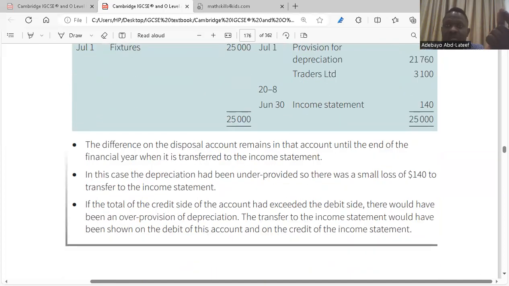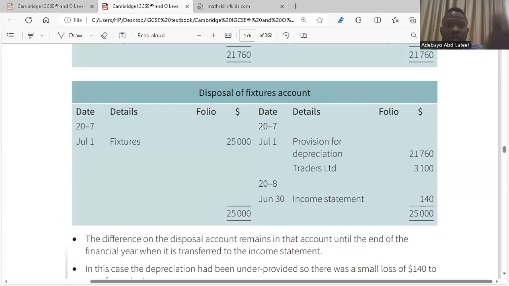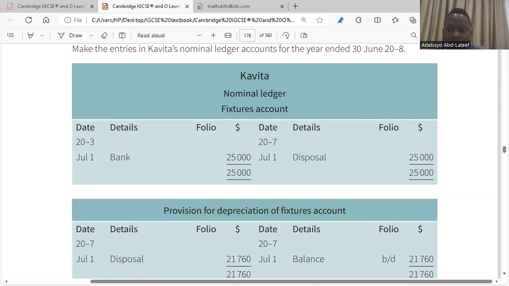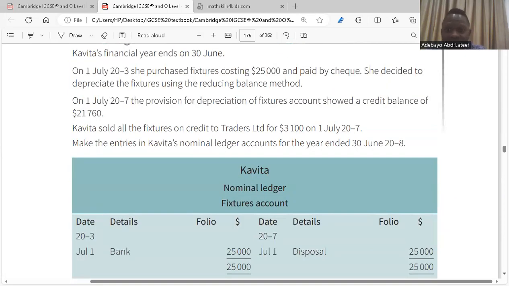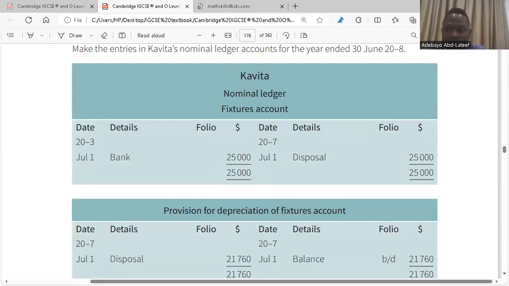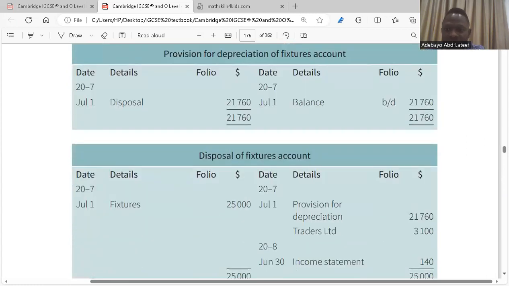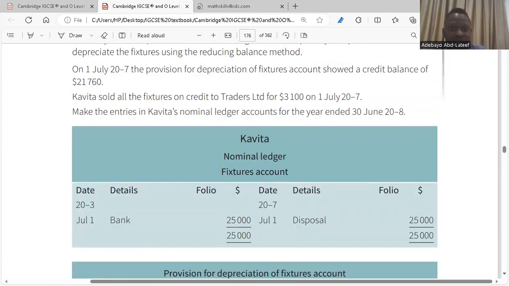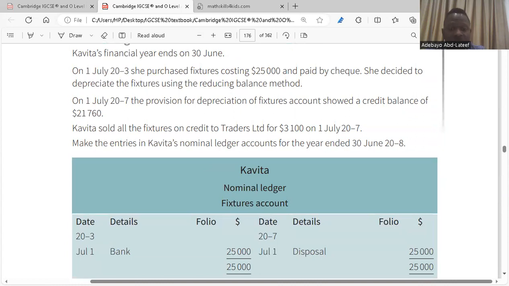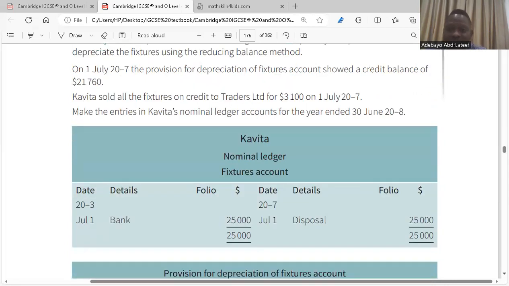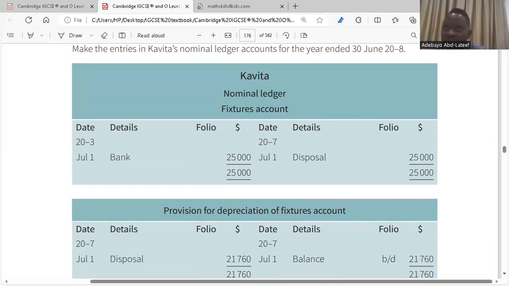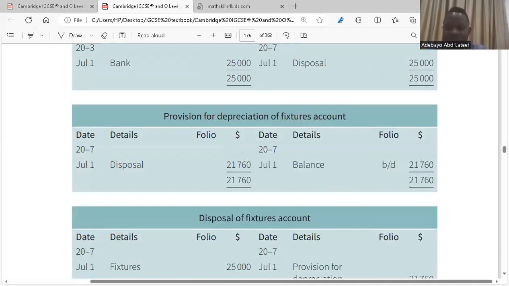Where did you bring the 2,000? 40% of 21,760. Oh, yeah. We have it there, right? You have it here. I know we have it, yeah, for 3,100. Yeah, they said Kavika sold all the fixtures on credit to traders. You sold them on credit to this person.